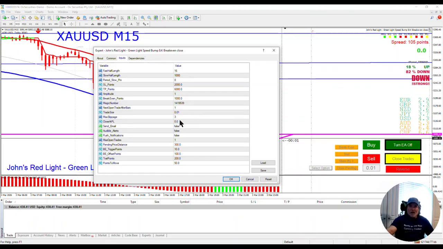This is your trade size. Slippage, we don't mess with. We leave that alone. This is close on profit or loss. I don't know if this really works that well. It came with the EA when I built them, but I never found it to be reliable, but I left it in there anyway. And that's something you have to experiment with.